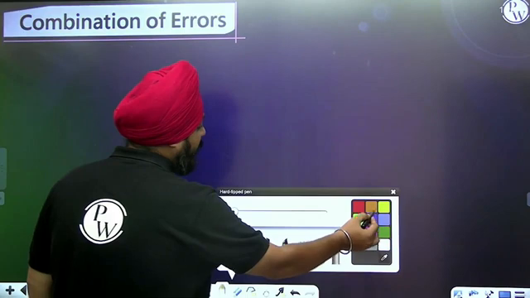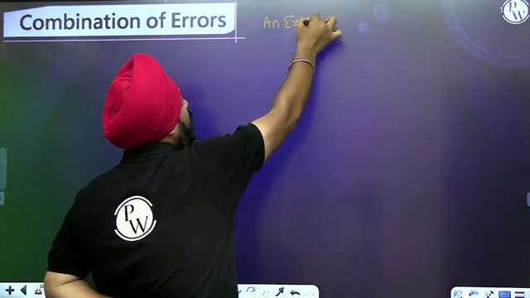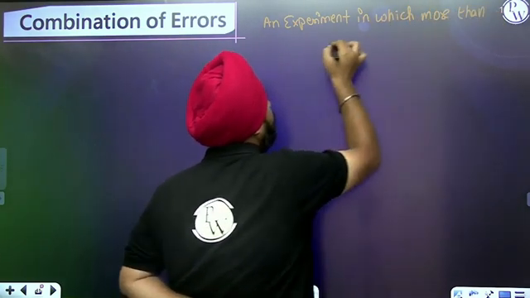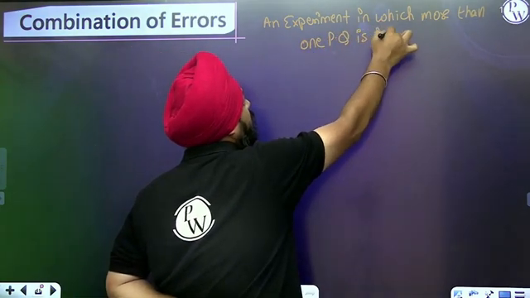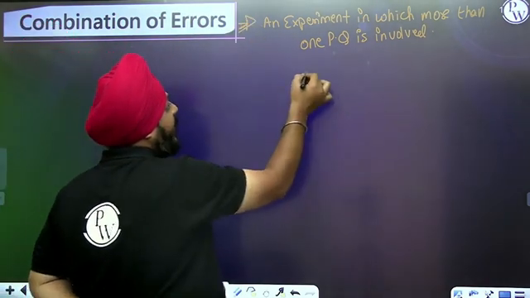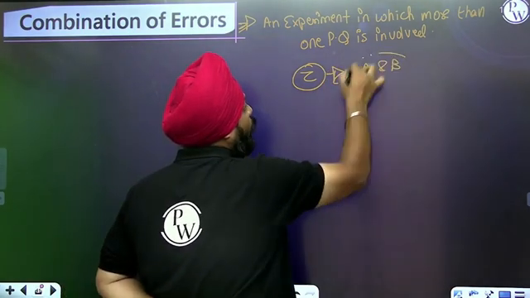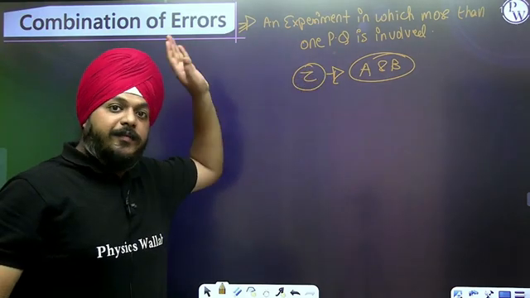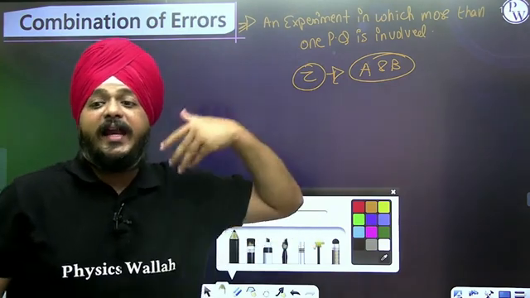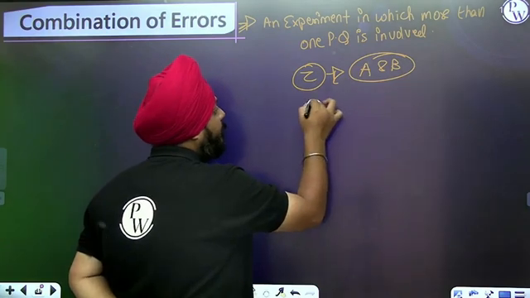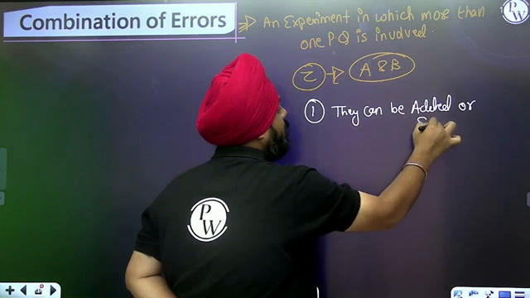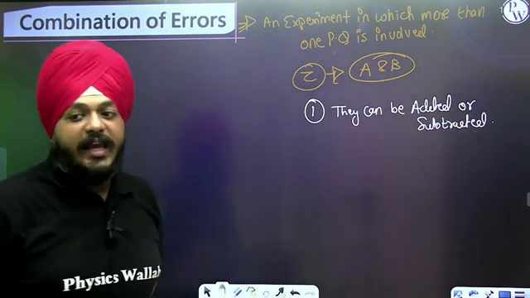Combination of errors. We are conducting an experiment in which more than one physical quantity is involved. Suppose I am conducting an experiment to measure Z, in which A and B are the quantities involved. Z is a physical quantity whose value I want to measure through an experiment, and A and B are the physical quantities involved. Now comes the possibility of how they are involved. What is the actual relation between them? First, they can be added or subtracted.